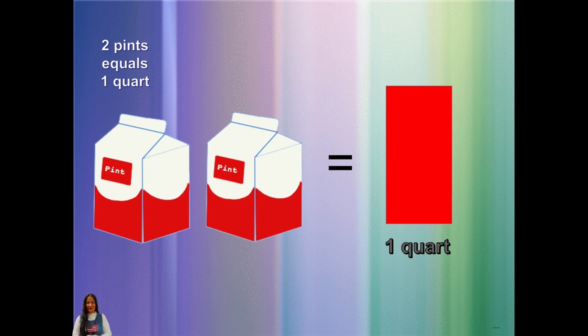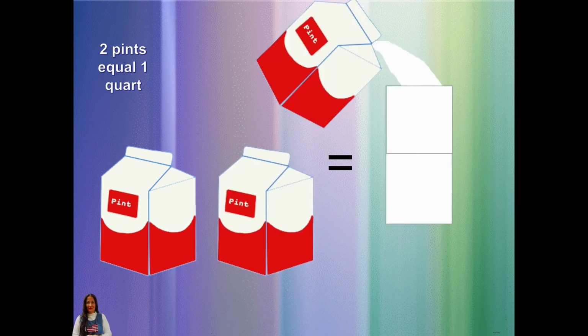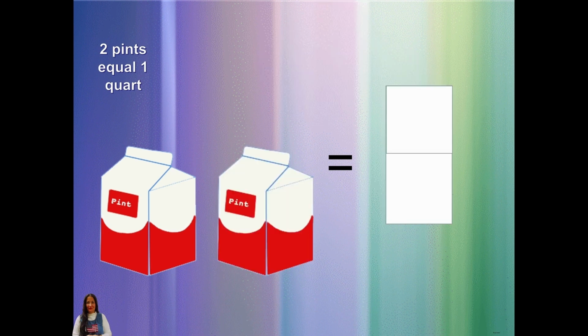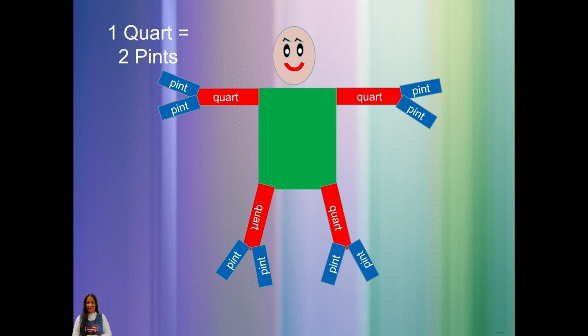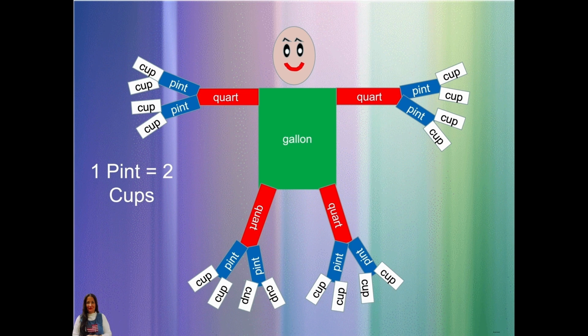For the arm, we took 2 pints to make 1 quart. We added pints to the quart because 2 pints equals a quart. One pint equals 2 cups. So we added 2 cups to the pints.